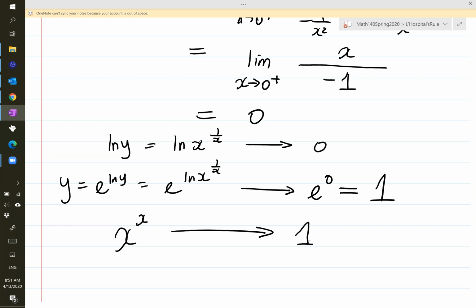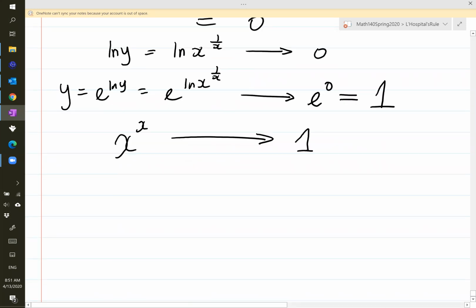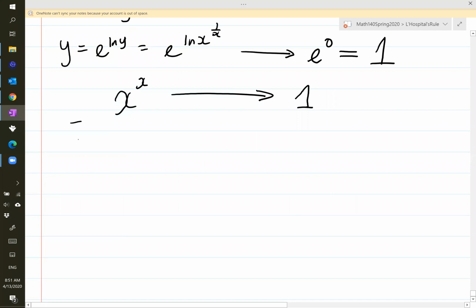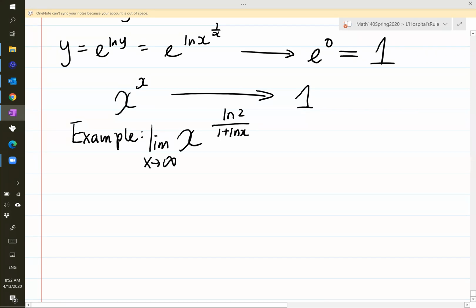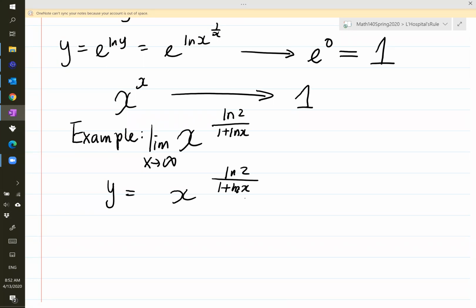So more examples. Now we do examples of L'Hopital's rule. Find the limit as x approaches infinity of x to the power ln 2 over 1 plus ln x. The base and the exponent are both changing. So we let y be x to the power ln 2 over 1 plus ln x, and we take a logarithm, ln.